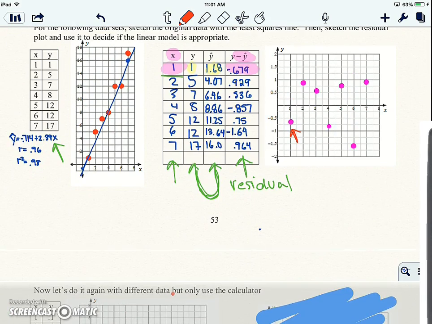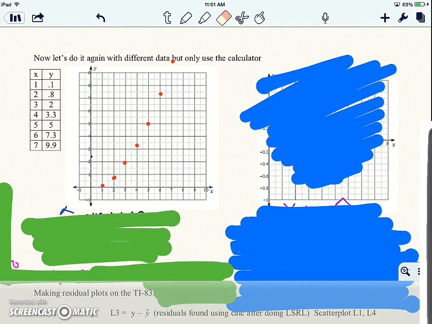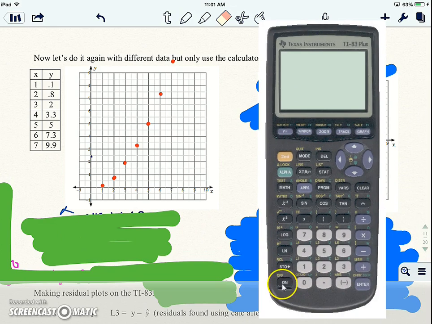Doing all of this by hand was a little bit of a pain, and if you had more than 7 points, you sure as heck wouldn't want to do that. So this is where we left off. Okay, let's do it again, but with different data and only use a calculator. So you should have in class taken the time to carefully graph these x and y points, which I did here. Okay, now we're going to use our calculator, and this is just one more review.